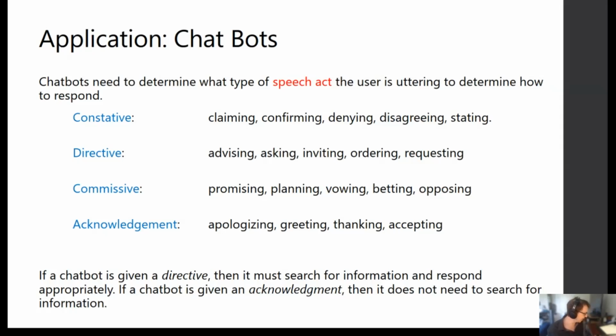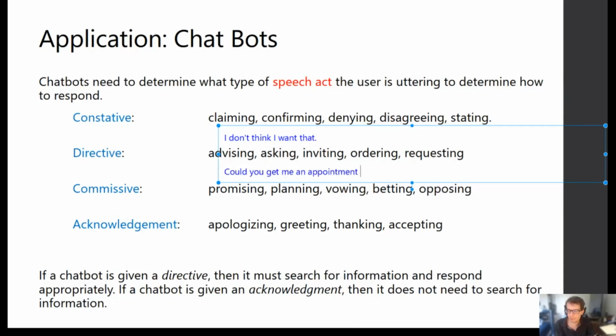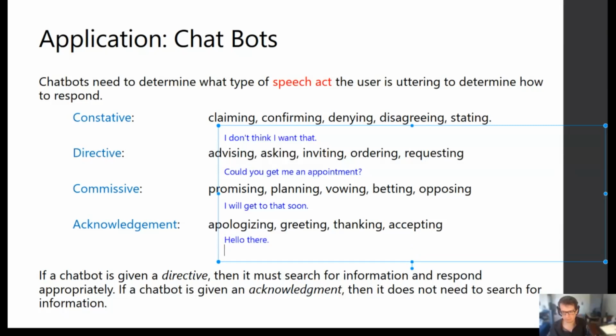So they have constatives, directives, commissives, and acknowledgements. These are the different types of things. I'll try to give an example for each. So constatives, it's like, I don't think I want that. That could be disagreeing, advising, could you get me an appointment, promising, I will get to that soon, hello there. Like these could be different types of speech acts.